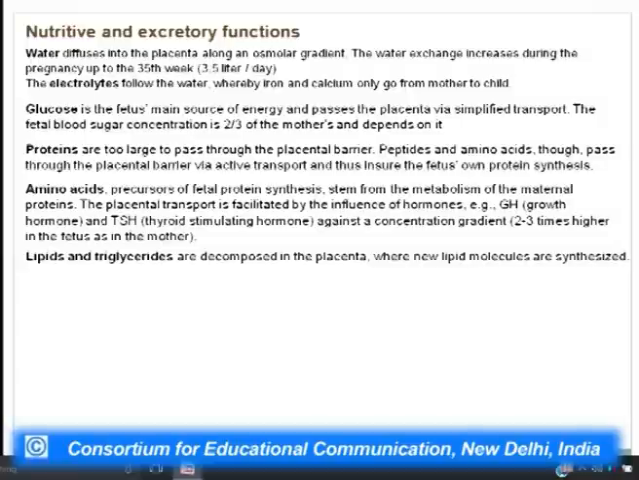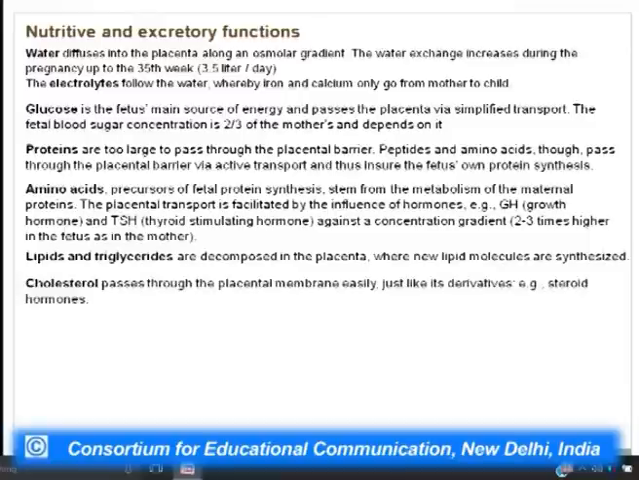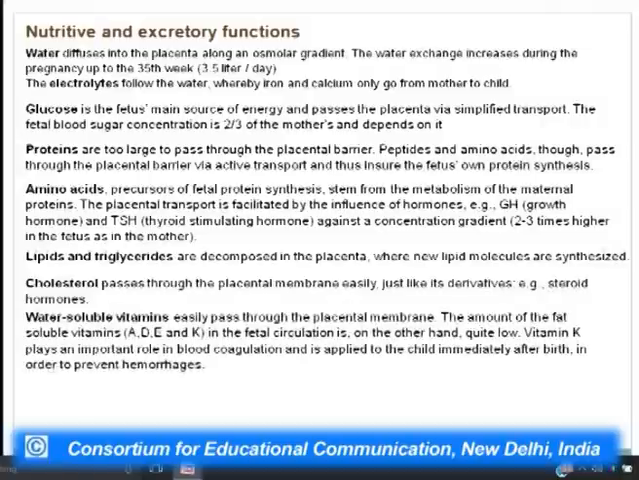Then lipids and triglycerides are decomposed in the placenta, where new lipid molecules are synthesized. So decomposition as well as creation of the new lipid and triglyceride molecules can occur in the placenta. The cholesterol passes through the placental membrane easily, just like its derivatives, for example, steroid hormones. Water-soluble vitamins easily pass through the placental membrane.